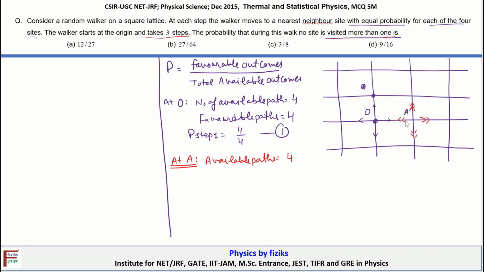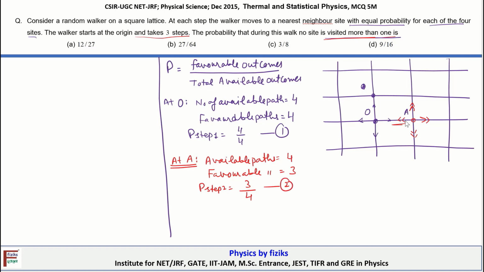But then we have to figure out what the favorable options are with the walker at this point A. We also have to ensure the condition that no site is visited more than once. So that means the walker cannot follow this path. So there are only 3 favorable paths. So at this point, favorable paths are equal to 3. Okay, so the required probability of executing step 2 is the favorable paths divided by total paths available. So that is our second result.